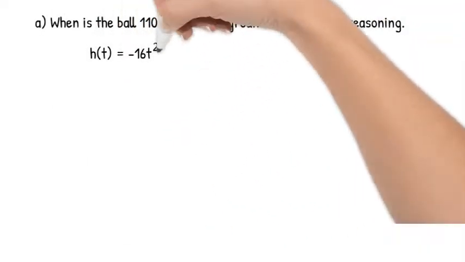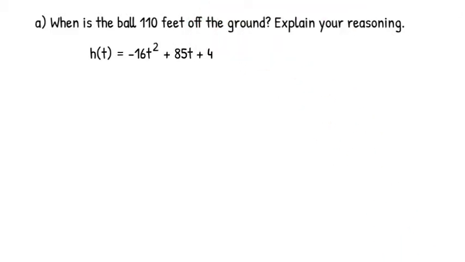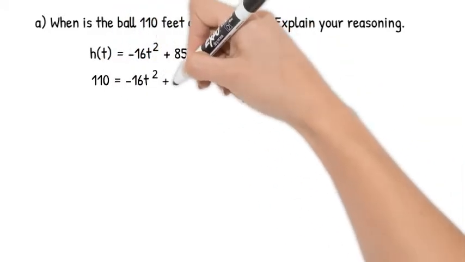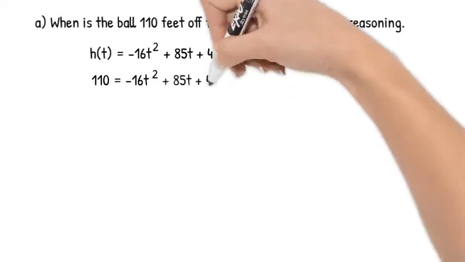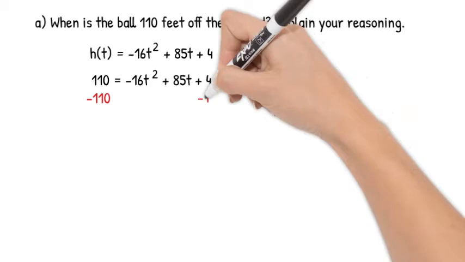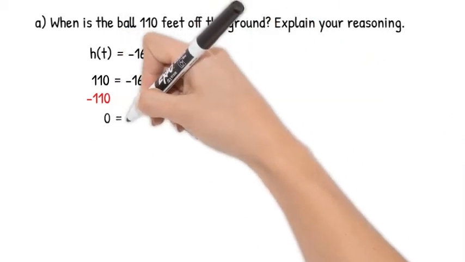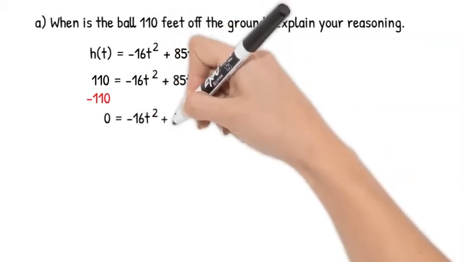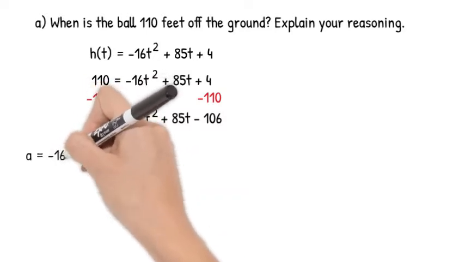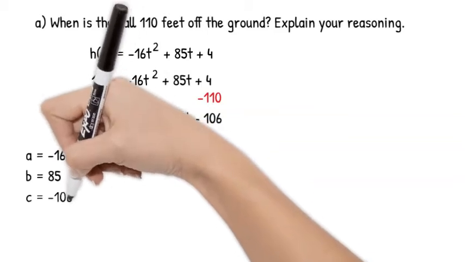So we have our equation, h of t equals negative 16t squared plus 85t plus 4. And I'm going to substitute 110 in for the height. So 110 equals negative 16t squared plus 85t plus 4. And then we need to solve for t. So let's move that 110 to the other side by subtracting it from both sides. And we end up with 0 equals negative 16t squared plus 85t minus 106. So let's list out our A, B, and C. A is negative 16, B is 85, C is negative 106.